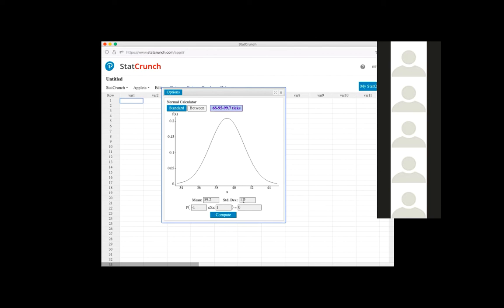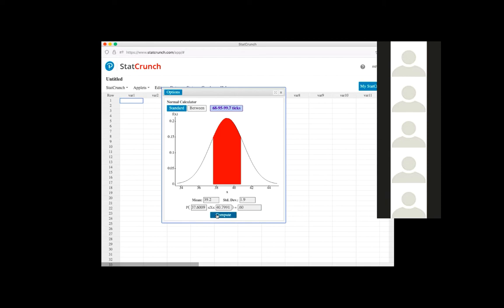Now, they gave me a percentage. They want the middle 60%. So we are working it backwards. We are given a percent and we want to find the heights. So in here, I put a 0.60. Change from standard, which is less than or greater than, to between, which is going to give you some boundary values. The middle 60% and compute.